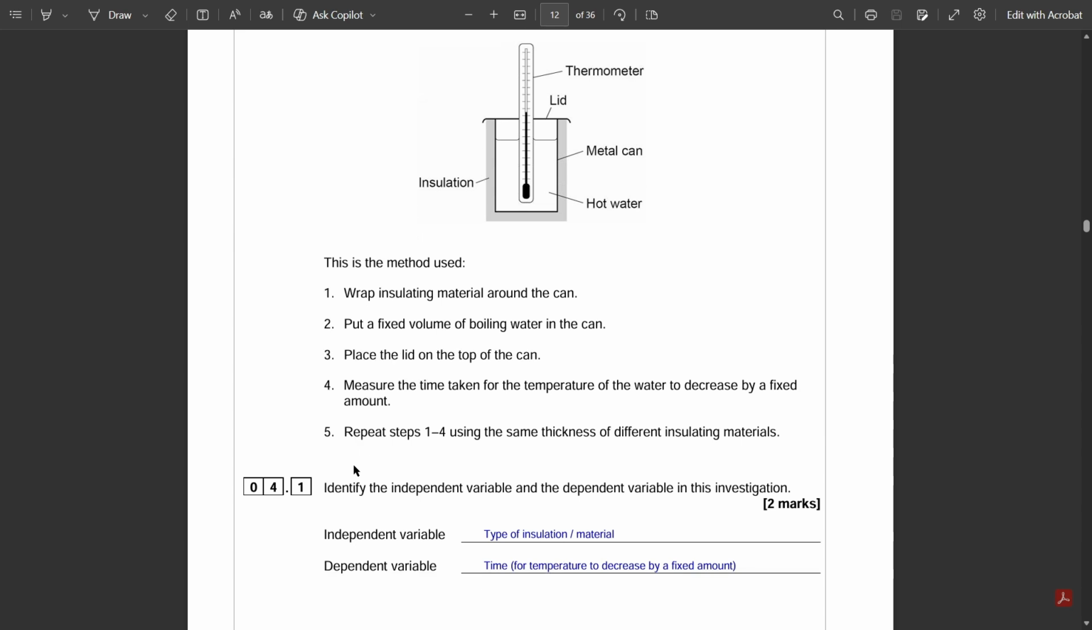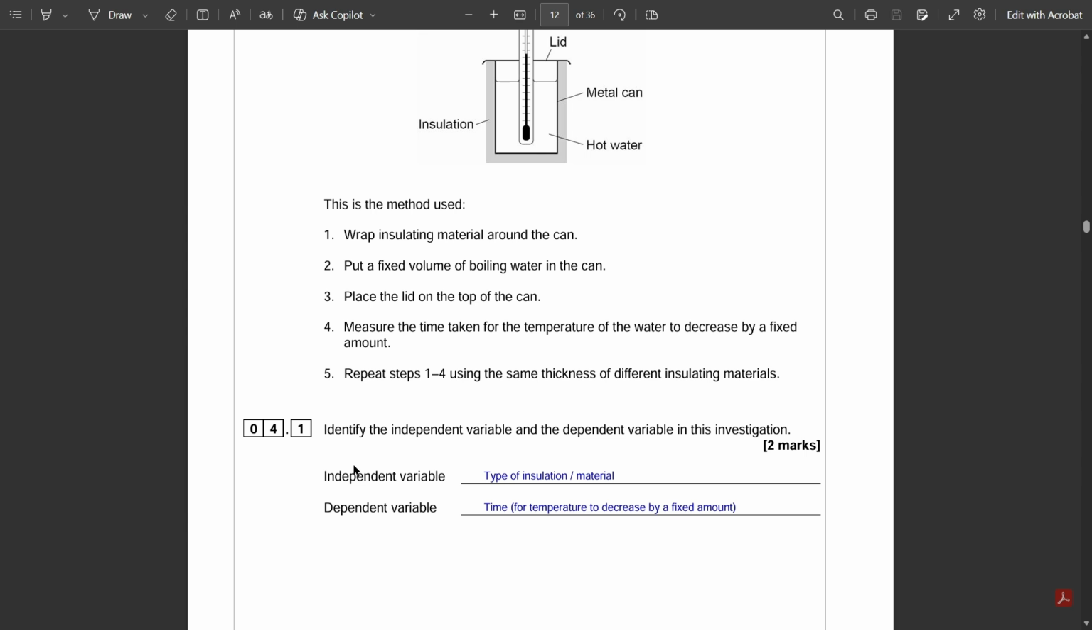And then for 4.1, we're asked to identify the independent and dependent variable in this investigation. Well, the independent variable is the thing you change, and the dependent variable is the thing you measure. So the thing you change is the type of insulation, and the thing you measure is the time for the temperature to decrease by a fixed amount.